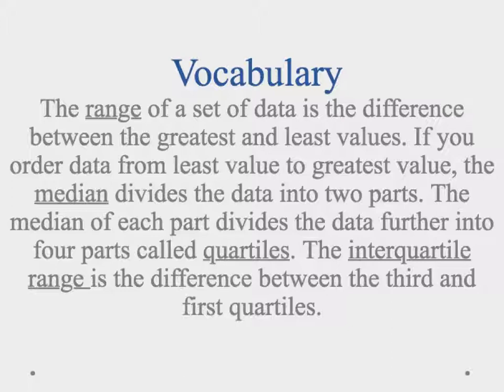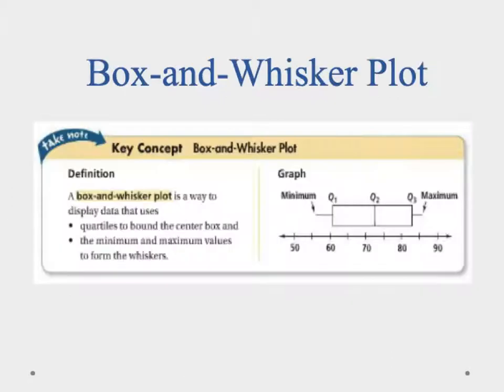So here's some vocabulary. It says the range of a set of data is the difference between the greatest and least values. If you order data from the least value to the greatest value, the median divides the data into two parts. The median of each part divides the data further into four parts called quartiles. The interquartile range is the difference between the third and first quartiles.